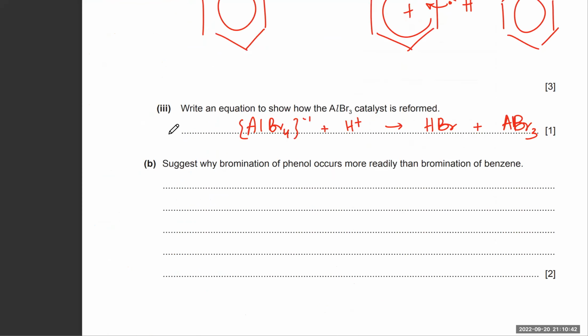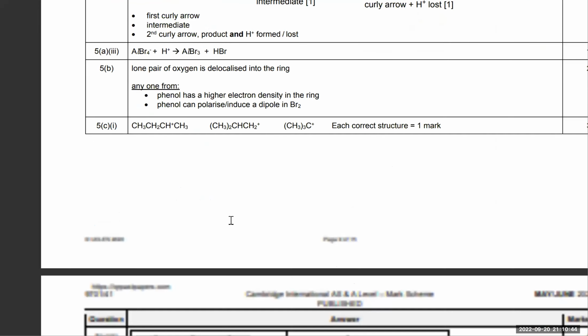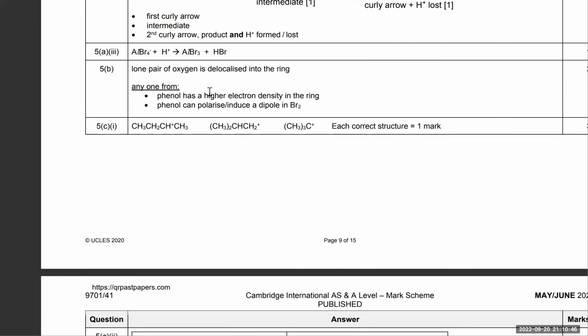So the answer to this part, 2 marks, part B, is higher electron density. You just have to quote that the lone pair of oxygen mixes with the benzene ring electron cloud and gets delocalized on it, and the electron density is higher. So there's more polarizing power and there's going to be more attraction for the electrophile.